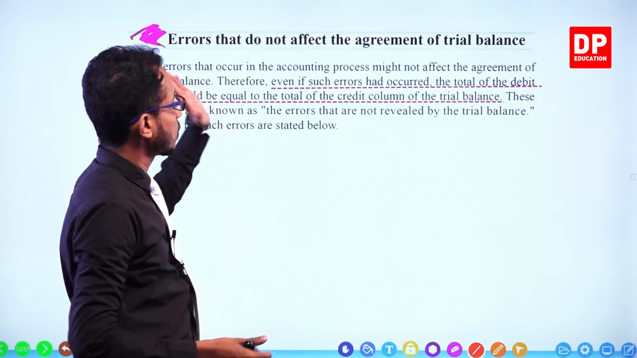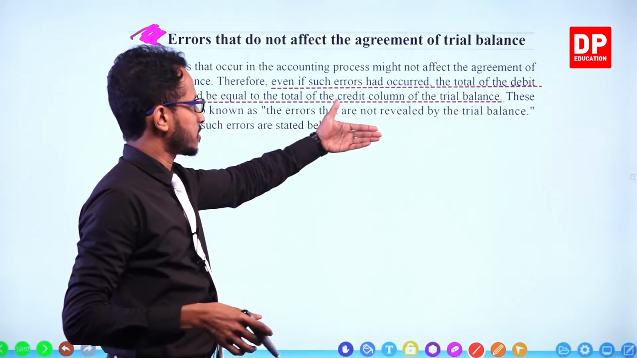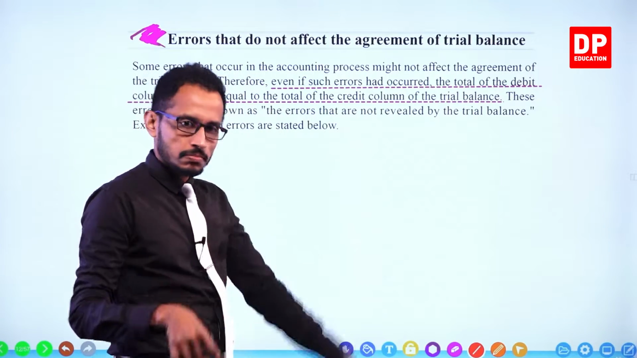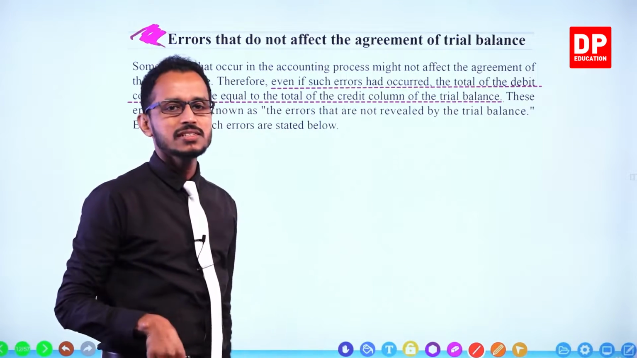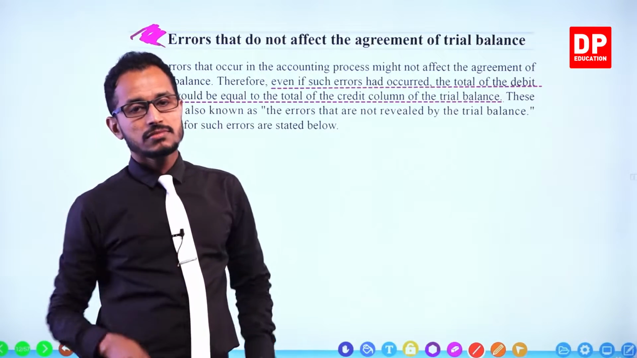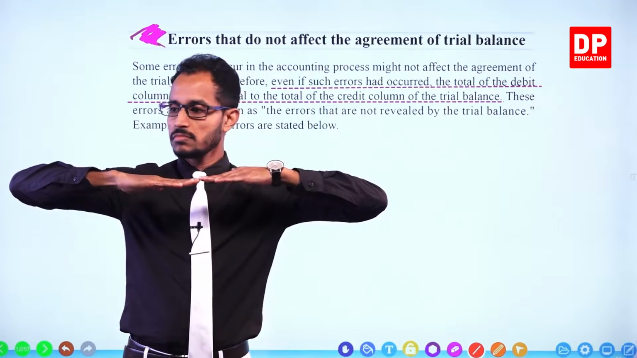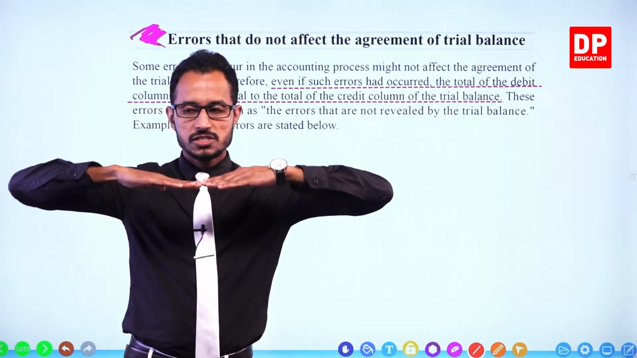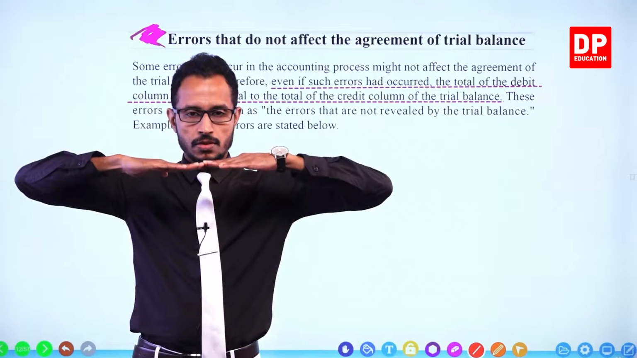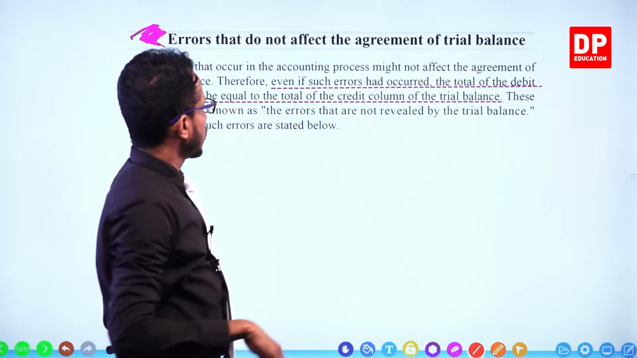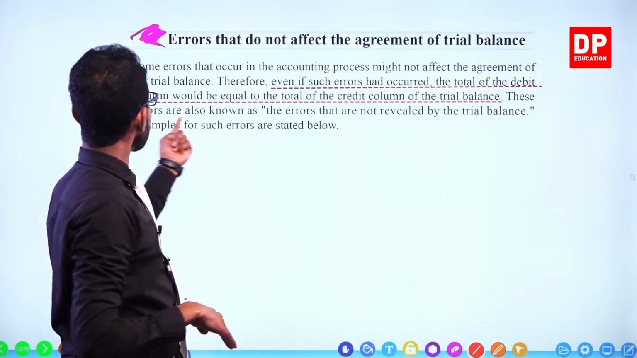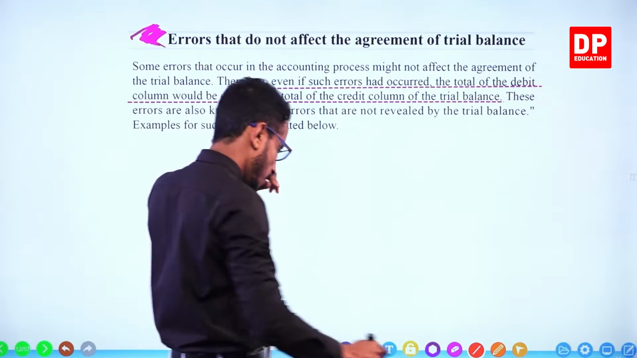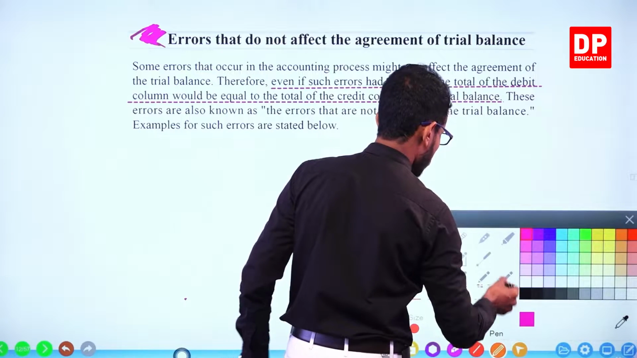That's what they are saying. That's what it means. These errors are there, but the trial balance is balancing; the debit column total is equal to the credit column total. These errors are also known as errors that are not revealed by the trial balance. That is another name for these errors.